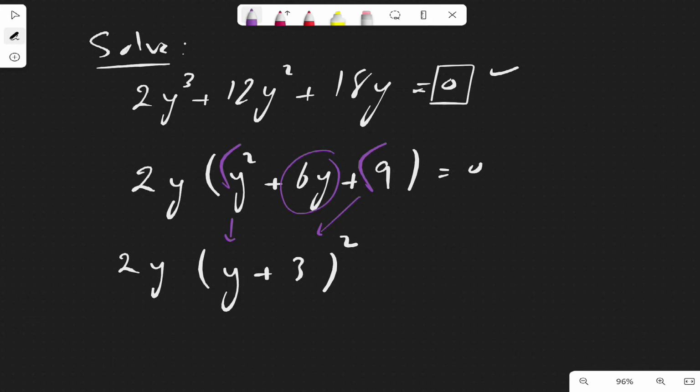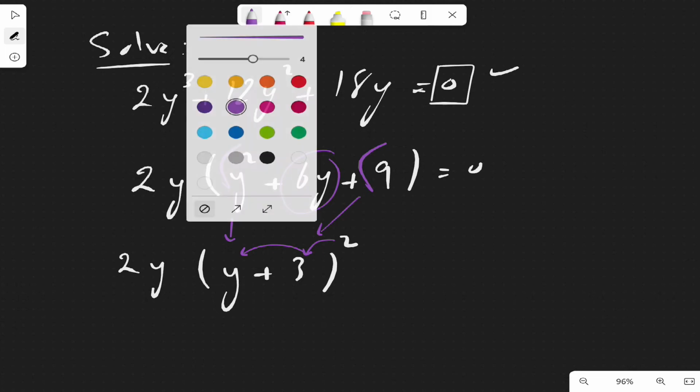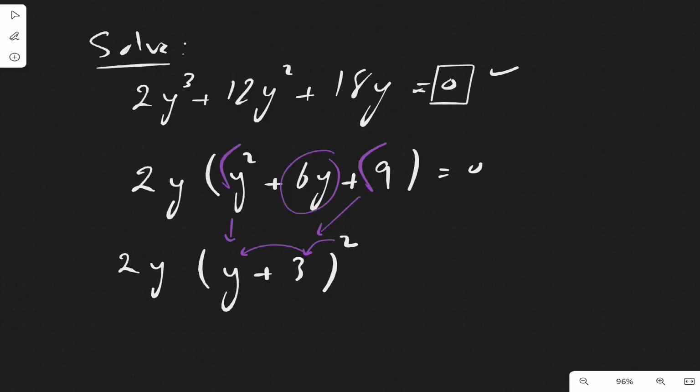How to make sure about the middle one? You multiply 2 times 3, and then the answer by the first. 2 times 3, 6, times y, 6y. This is a quick way to make sure it is a perfect square. Equal to 0.